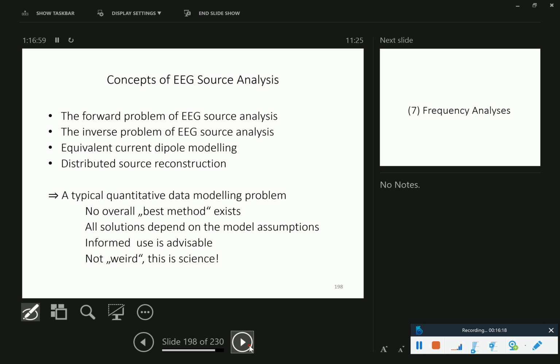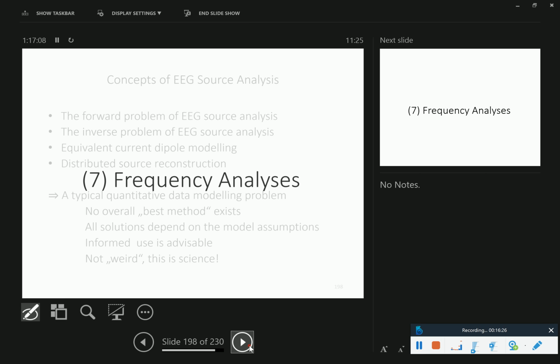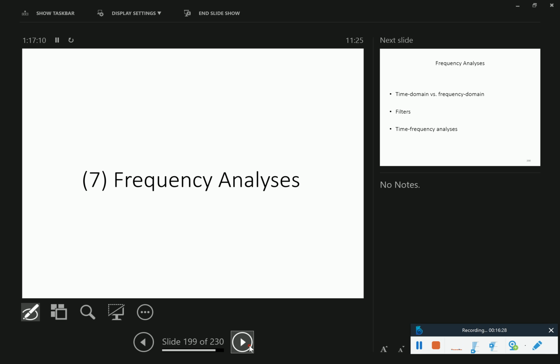Questions about source reconstruction? No, everybody's doing something else anyway. Good. Then we have quite some time to start with frequency analysis, which is also very interesting.